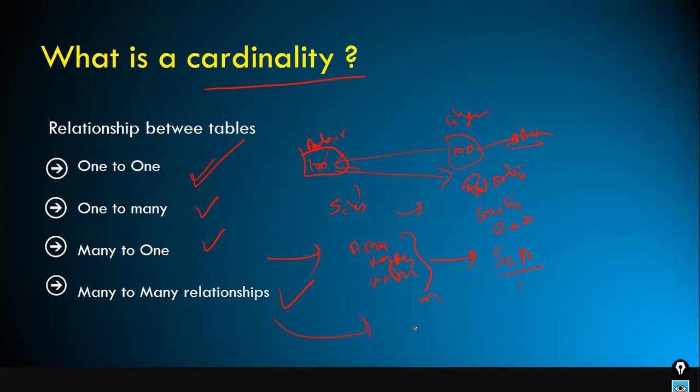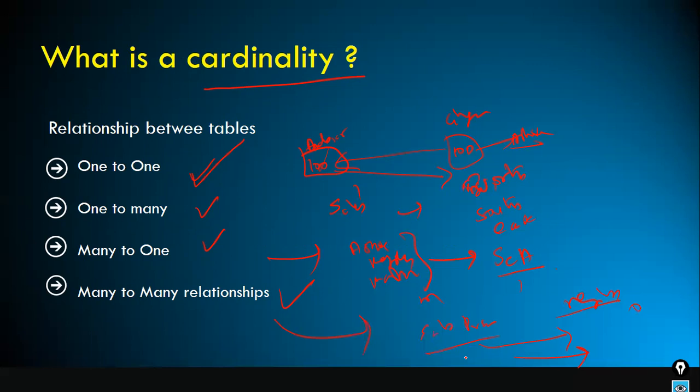And then the many-to-many relationship. The classic example is the salesperson and the region. A single salesperson can work on more than one region, and each region will have multiple salespersons. These are examples of the different types of relationships.